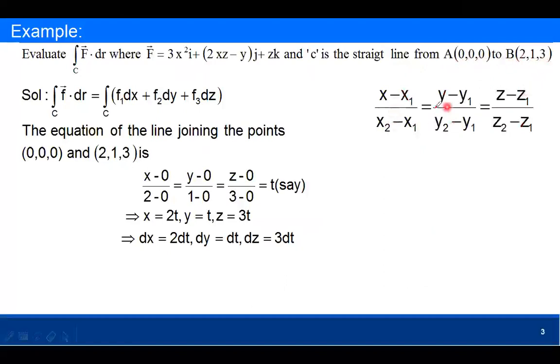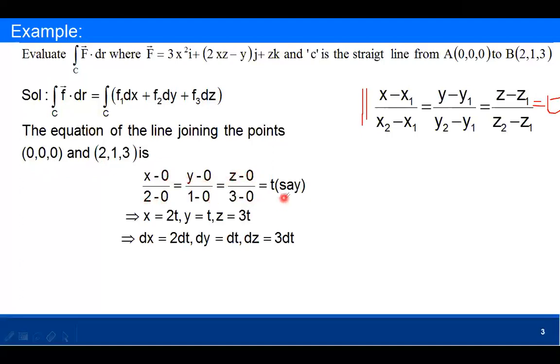In this case, first of all, you have to find the equation of the straight line in symmetric form, that is (x minus x1) by (x2 minus x1) equal to (y minus y1) by (y2 minus y1) equal to (z minus z1) by (z2 minus z1), and we equate this to some parameter t and convert all the terms of x, y, z into terms of t. So the equation of the line joining the points (0, 0, 0) and (2, 1, 3), using this formula, is (x minus 0) upon (2 minus 0) equal to (y minus 0) upon (1 minus 0) equal to (z minus 0) upon (3 minus 0).